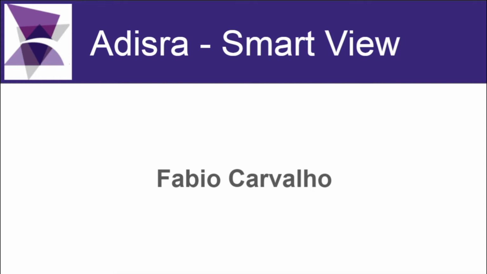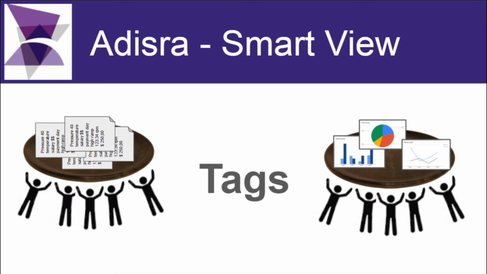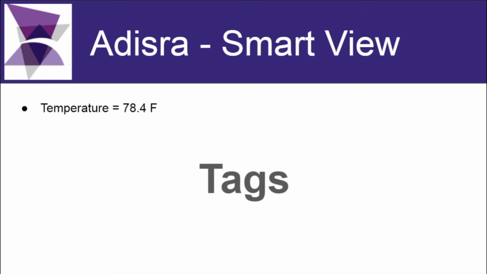Today's topic will be tags, the basic types. Let's talk about tags a little bit before going to Adisra SmartView. Let's think of the tags as part of the core of the system. You'll be needing them to store values or information that are important for the application. It is very important to give meaningful names for them.